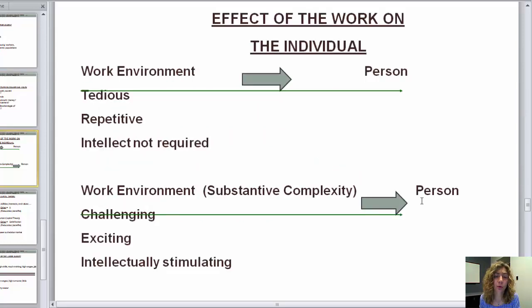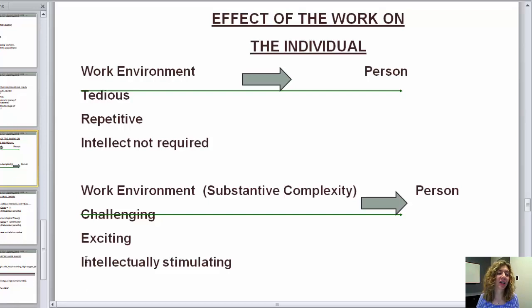So the effect of the world of work on the individual, right? The work environment impacts the person, and depending upon how the individual perceives the work environment, right? Perception is reality. In this case, the person's perception of the work environment is going to have a positive or negative or maybe a neutral impact on them. So looking at the work environment and does it fit with this individual.